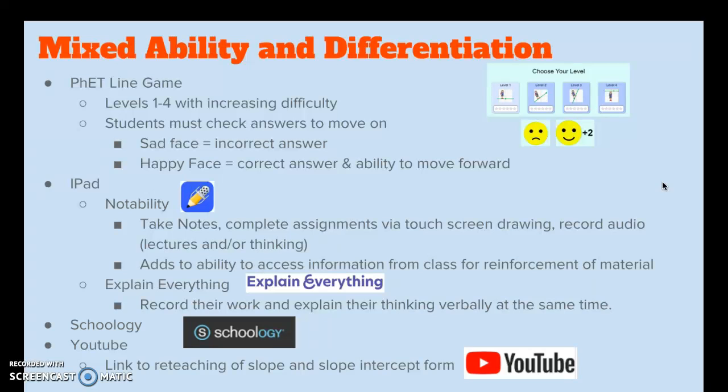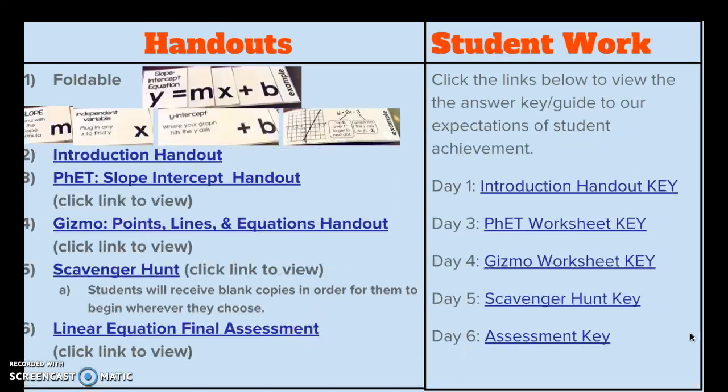Students will also have access to the class Schoology page, where YouTube videos will be posted related to identifying parts of graphing a linear equation in slope-intercept form. Having these resources available at all times allows struggling learners to review material and provide a mode of reteaching as needed outside of the classroom.